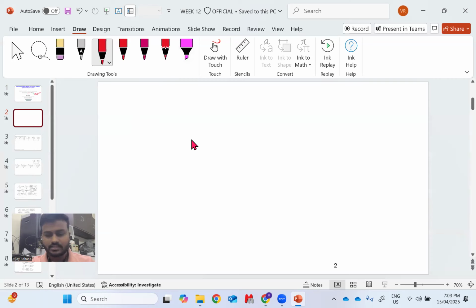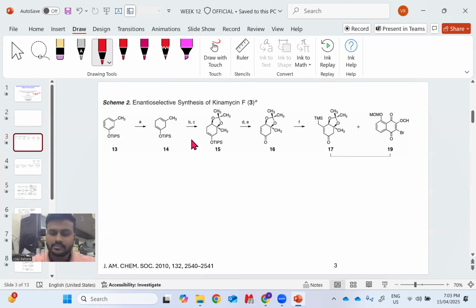So today, to discuss some examples, I have taken one of the examples of total synthesis from this paper, which comes from the Journal of the American Chemical Society, published in 2010. You can refer to this reference. Here is the conversion that I have given, and you can see multiple steps are involved. To convert compound 13 to compound 14, what kind of reagent do you need to use here? That's the question.